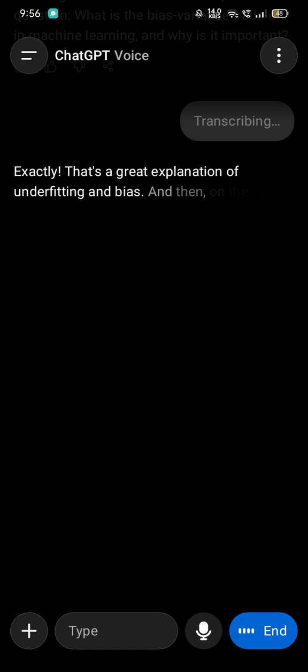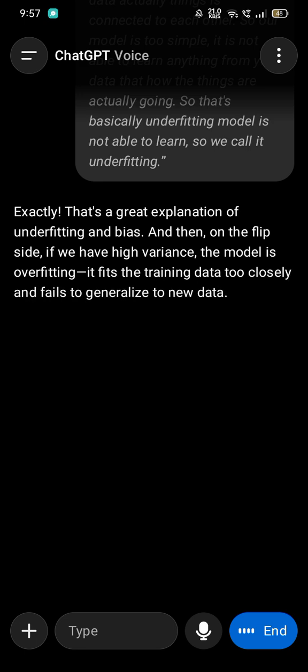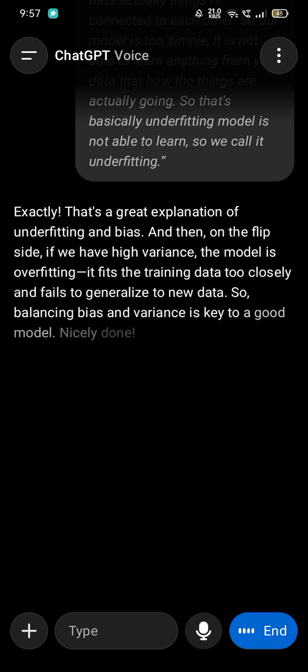Exactly. That's a great explanation of underfitting and bias. And on the flip side, if we have high variance, the model is overfitting. It fits the training data too closely and fails to generalize to new data. So balancing bias and variance is key to a good model. Nicely done. Yeah, we can go with the generalized model where we have low bias and low variance, then everything will be nice. And we can also use cross validation, L1, L2, and dropout and also random forest.